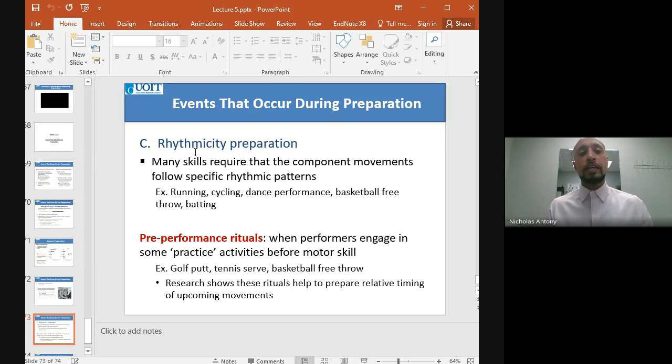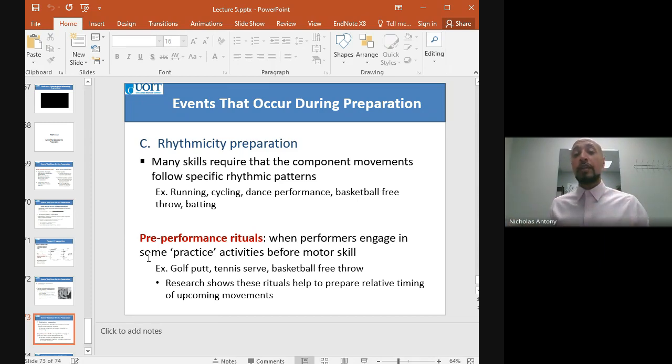And then the last thing is rhythmicity preparation. This is from the evaluation of athletes before they go and complete their sport. What do we notice in golfers or people that are playing tennis or basketball players? When they go to do a free throw, what do most basketball players do before they do a free throw? They practice their move, or golfers will do a couple of practice swings before they complete the golf shot. Tennis players will practice before they do the tennis serve. They're doing what are called pre-performance rituals.